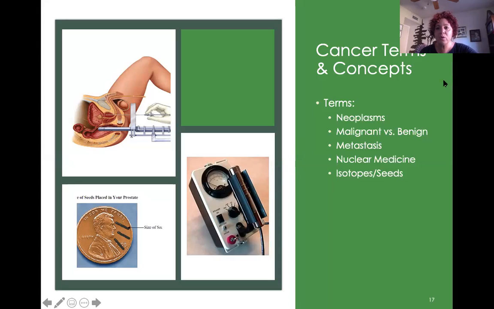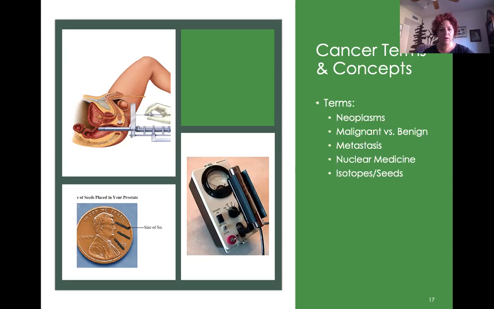In regard to cancer, there's some terms that the book talks about. It talks about a neoplasm, which we defined as a cancer type growth. We are familiar with terms malignant versus benign, or cancerous versus non-cancerous. We are familiar with metastasis, which means some source of cancer traveled to another area and set up shop in the body.